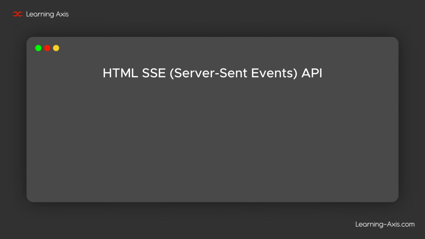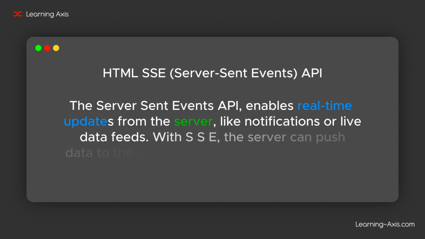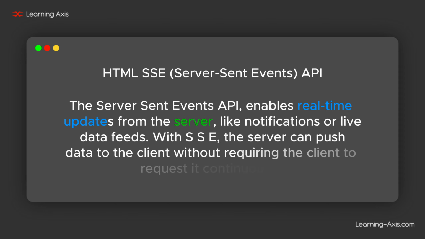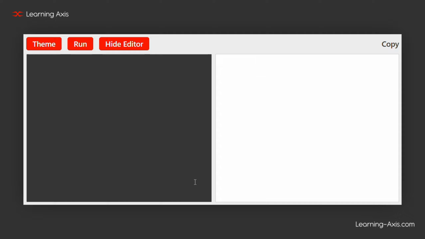HTML SSE, the Server-Sent Events API. The Server-Sent Events API enables real-time updates from the server, like notifications or live data feeds. With SSE, the server can push data to the client without requiring the client to request it continuously. Here's an example to demonstrate SSE.